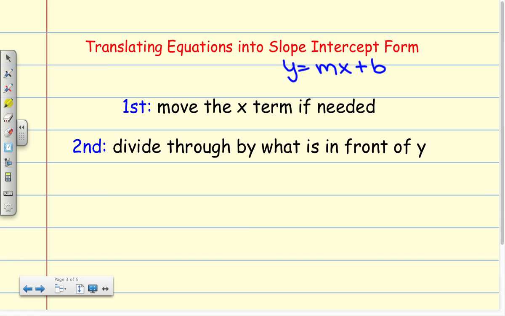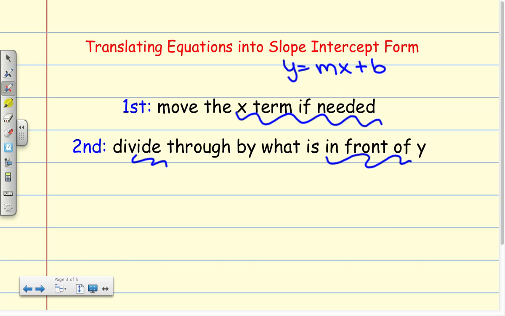So the first thing that we need to do to get something in slope-intercept form is move the x term if we need to. And the second thing that we need to do is divide through by whatever is in front of y. Now we did do this before. Now I'll show you an example.